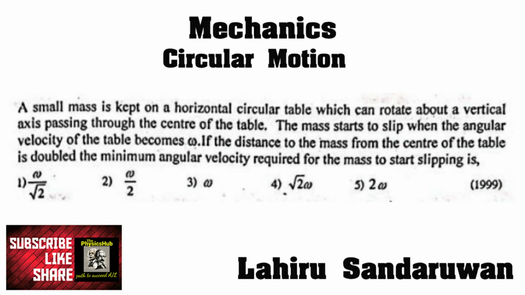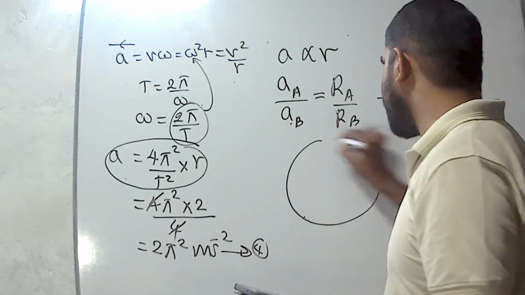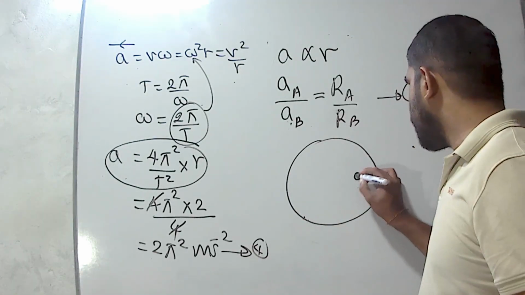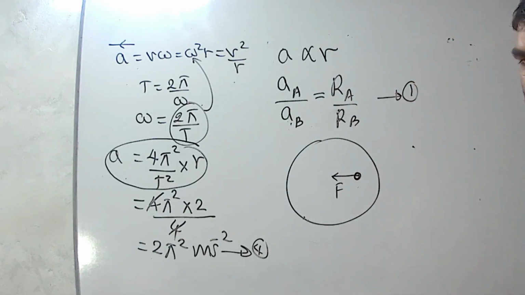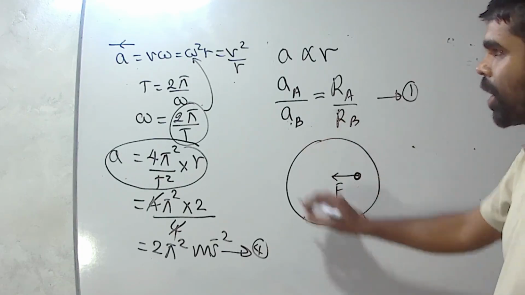A small mass is kept on a horizontal circular table which can rotate about a vertical axis passing through the center of the table. The mass starts to slip when the angular velocity of the table becomes omega. If the distance of the mass from the center of the table is doubled, the minimum angular velocity required for the mass to start to slip is. We know that when considering a rotating table, the mass will slip if the frictional force towards the center is not sufficient to maintain the circular path.